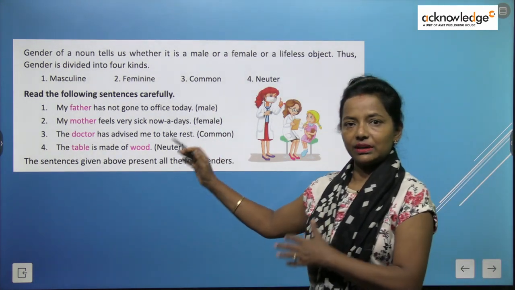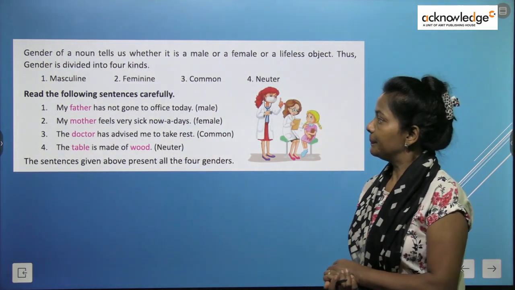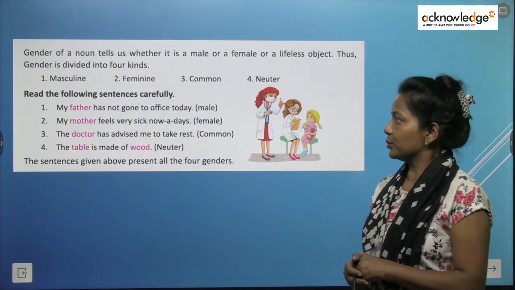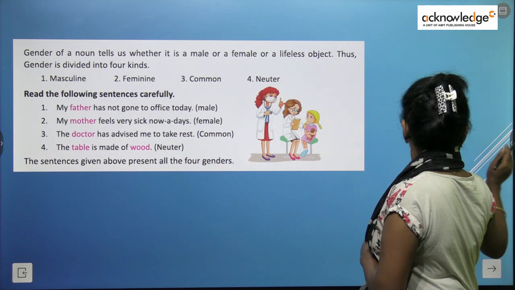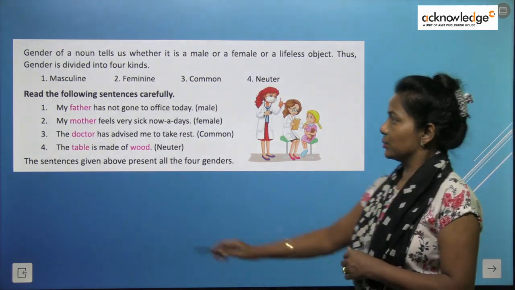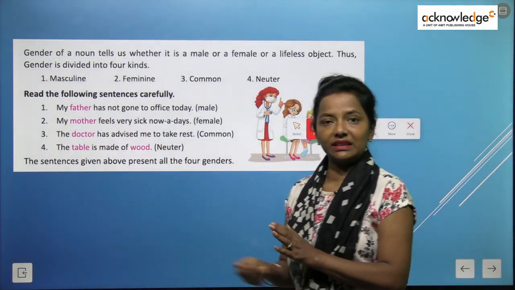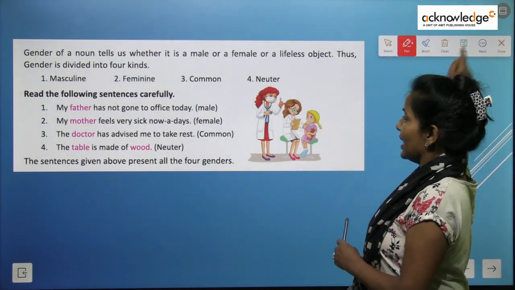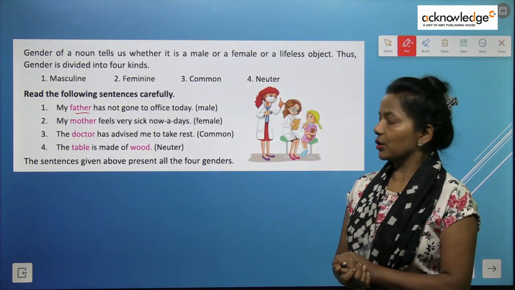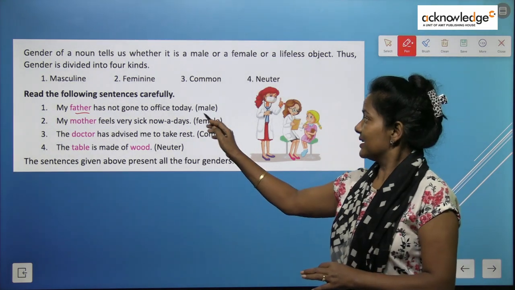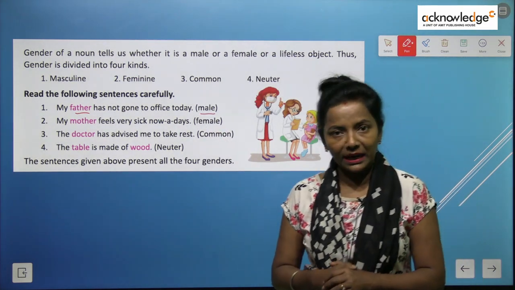So first let's read the sentences here. My father has not gone to office today. Father. See, now there are some words which are highlighted. My father has not gone to office today. It says male. Father is male.